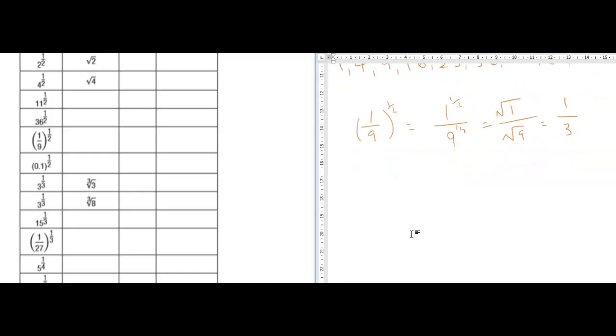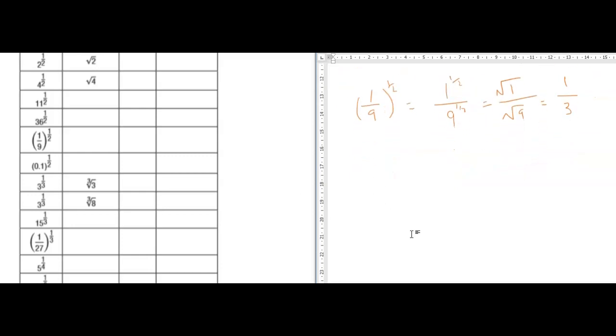All right, let's just do 1/10 while we're here, so 0.1. In a previous video, I was saying it's better to convert things into fractions, a lot easier to work with. So 1/10 to the power of a half is the same as the square root of 1 over the square root of 10. The square root of 1 becomes 1, and on the denominator we leave it as the square root of 10, because 10 is not a perfect square.